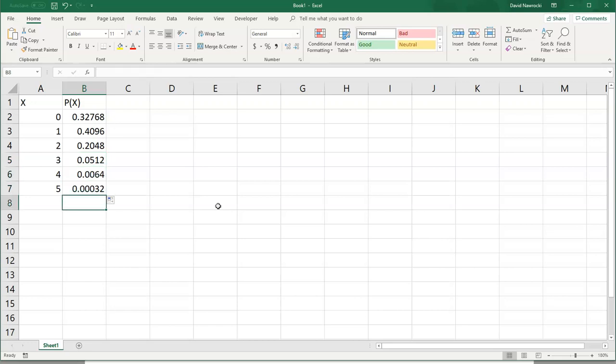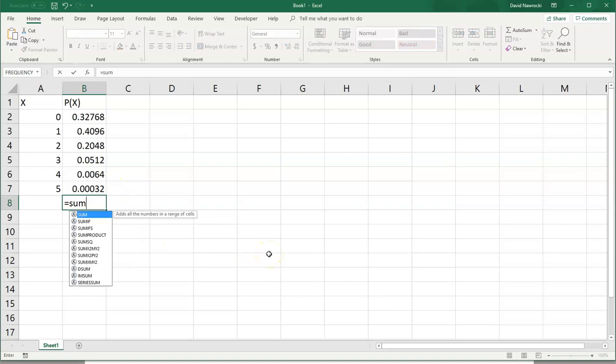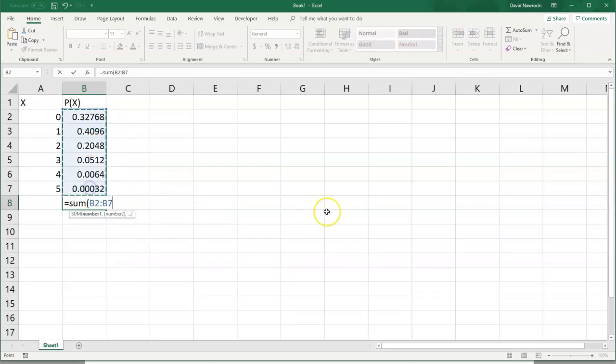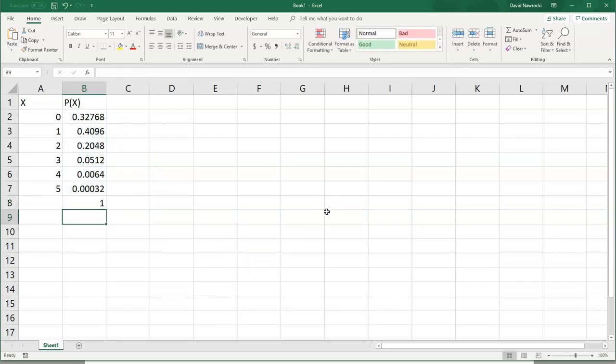Now, just to make sure that this is a probability distribution, that we did everything correctly, we should be able to sum these up and get 1. So let's just check that out. And yes, they do sum to 1, so looks like we didn't make any errors. So there's our probability distribution that we created on the previous slide.